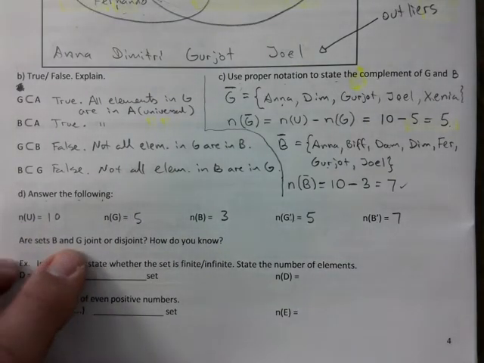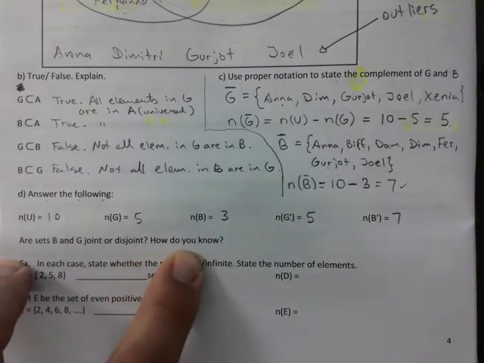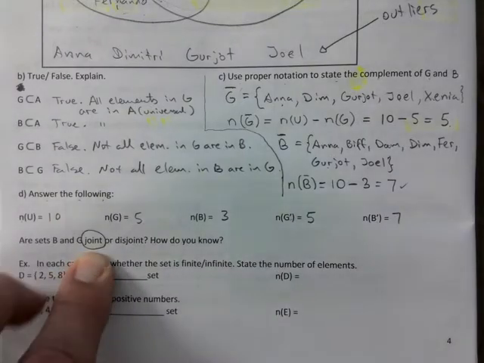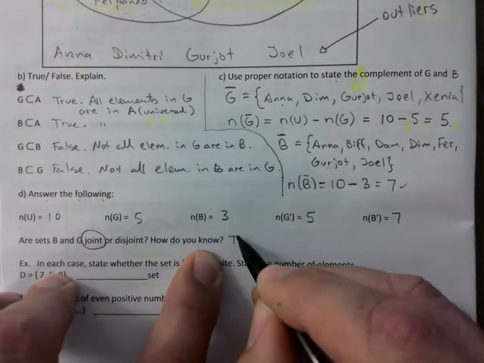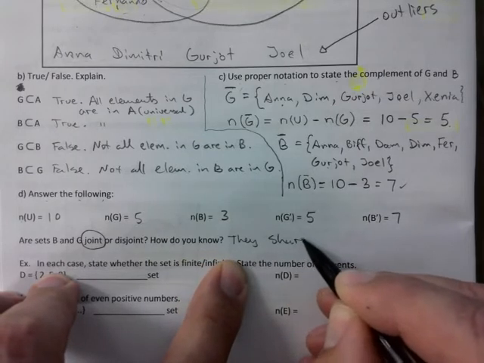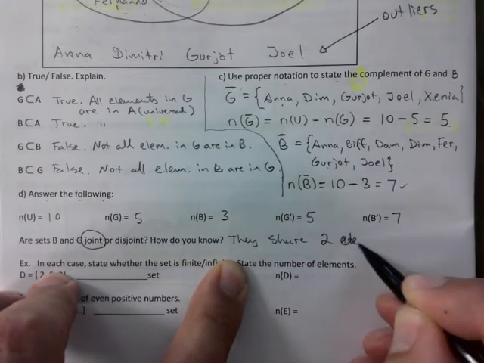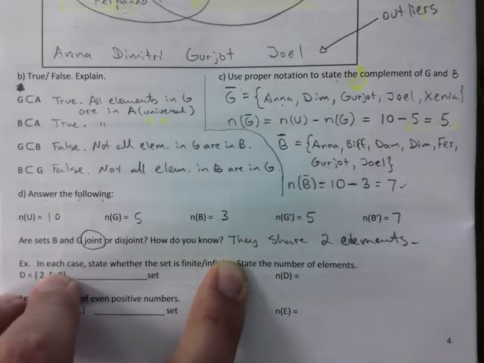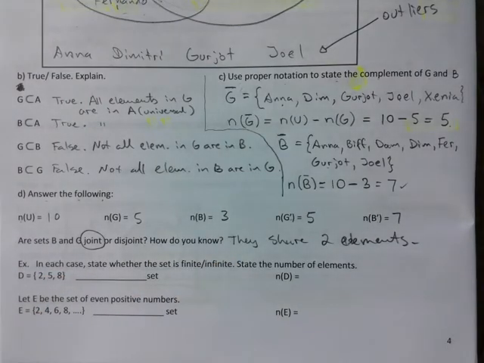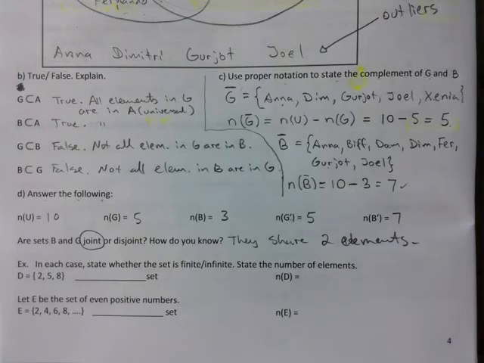Are sets B and G joint or disjoint? How do you know? I already told you that it's joint. Joint. How do we know? They share 2 elements. That's it. That is why. You could also say, I see that the Venn diagram overlaps. However, the Venn diagram was not given. You drew it. If it's drawn, like if that's all I give you, you're like, yep, I see the overlap. There's elements in there, so they share elements. Boom, right? So just be careful how you answer that.